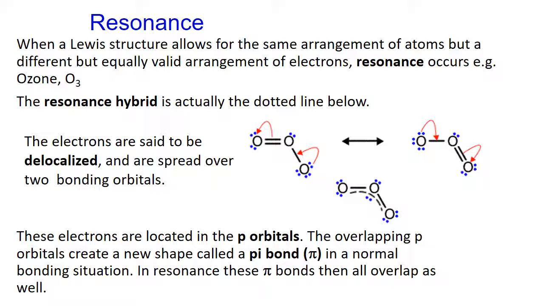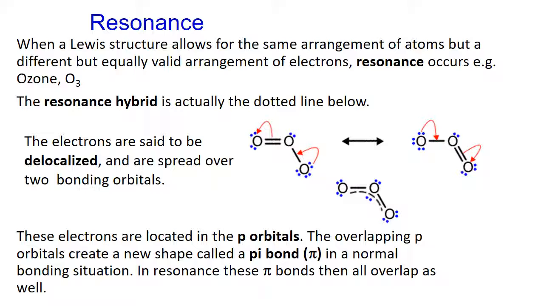Then in terms of SL, we've kind of moved away. That's pretty much all you need for Lewis. For HL, we also have to look at resonance. Okay, so when a Lewis structure allows for the same arrangement of atoms, but different but equally valid arrangements of electrons, like sulfur dioxide, resonance occurs. So here's the example being ozone.